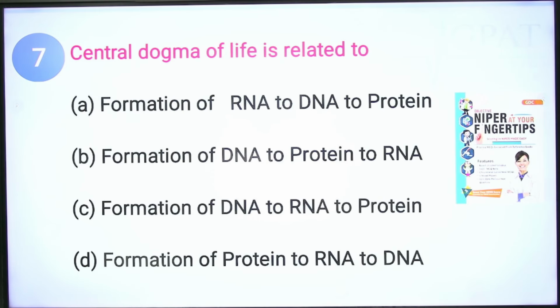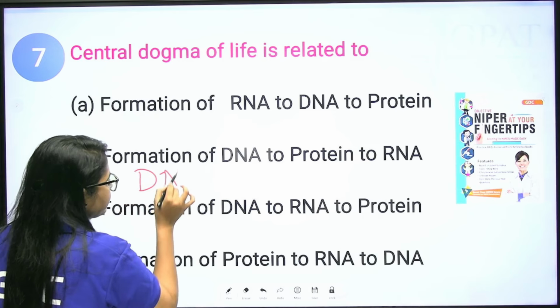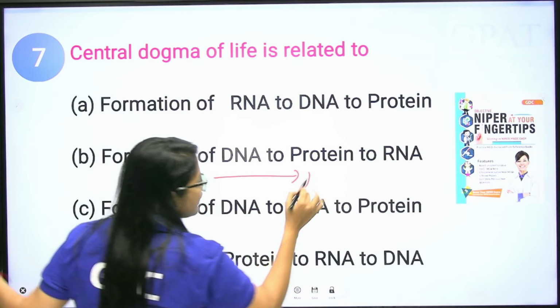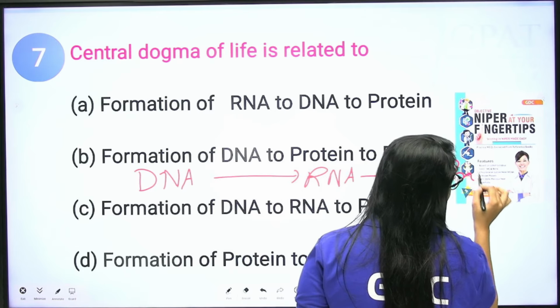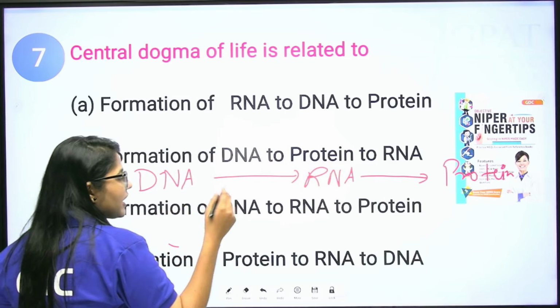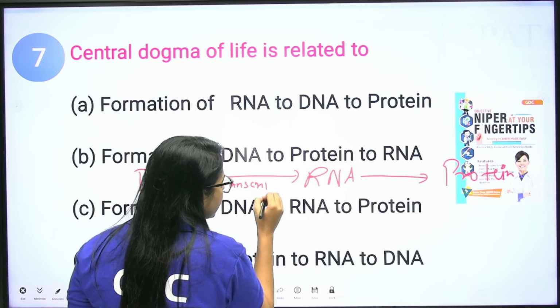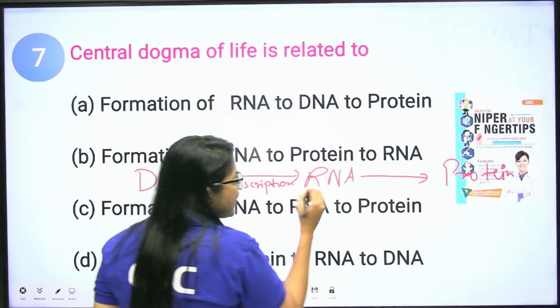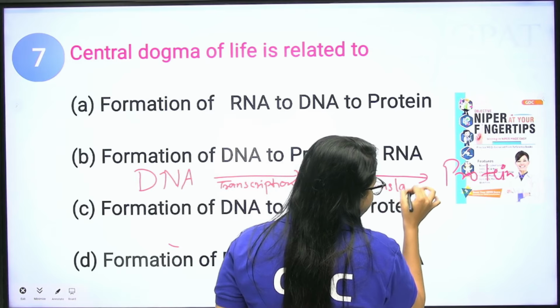Now next question. Central dogma of life is related to. What is central dogma of life? First of all, we have DNA. From this DNA, RNA is formed, and from this RNA proteins are formed. This is the central dogma. Now RNA is formed from DNA by the process of transcription, and proteins are formed from RNA by the process of translation.